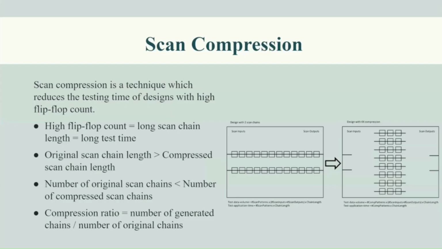The compression ratio is the number of generated chains over the number of original chains. As you can see here on the right, we have a design with 4 times compression. Where we start off with 2 long scan chains, we end up with 8 smaller scan chains. And instead of having 12 nodes within each scan chain, we will now have 3 in each.